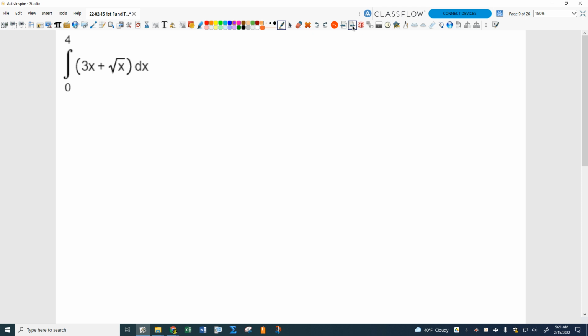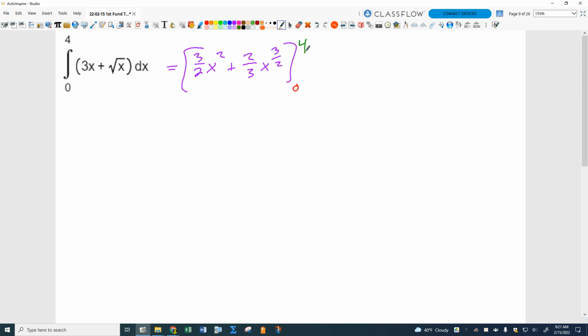So what do we get? What's the antiderivative of 3x? 3/2 x squared. Antiderivative of square root of x? 2/3 x to the 3/2. Good. Now we're evaluating that from 0 to 4.